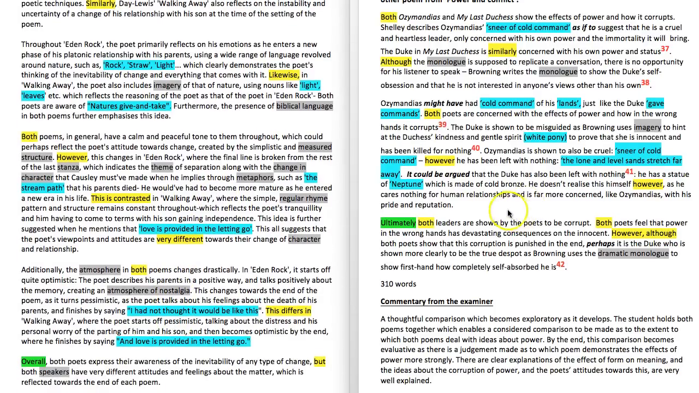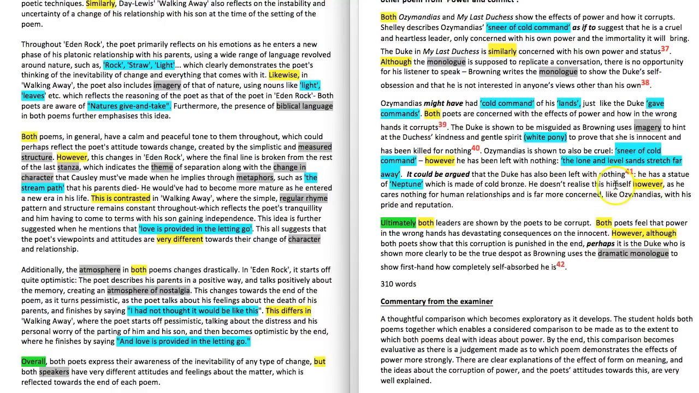Right, another skill that I want to show you is that when you're making a comparison, you need to be as specific as possible, not general. So if we take this paragraph here, let's have a look. It could be argued that the Duke has been left with nothing. He has a statue of Neptune which is made of cold bronze.